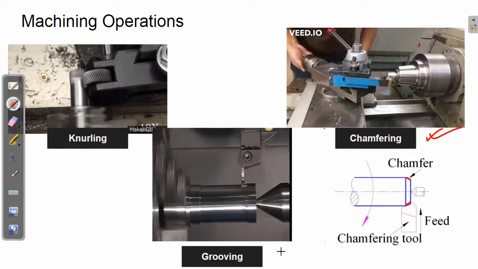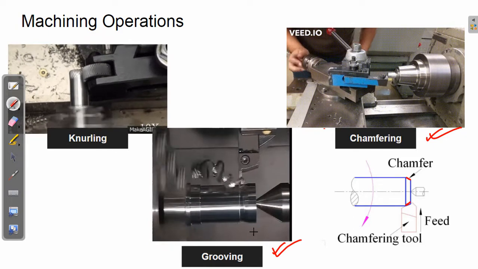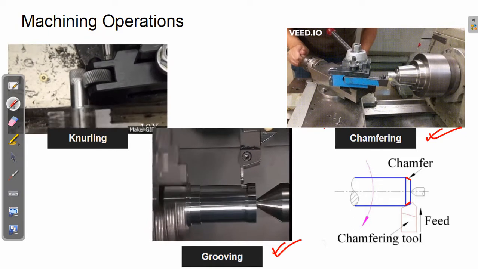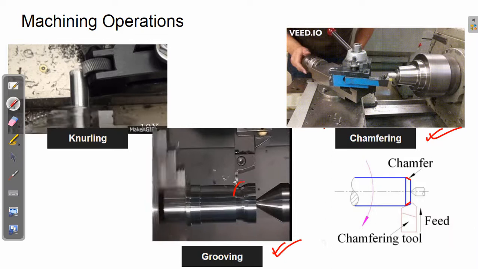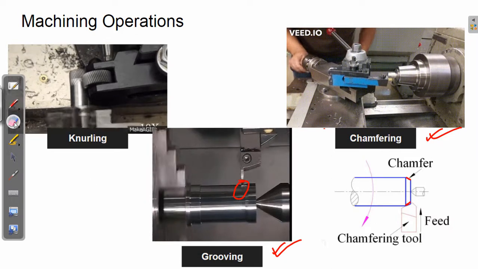Here this particular operation is the grooving operation, and you can see a special kind of grooving tool which is used, and here you can see how the groove is cut on the job.